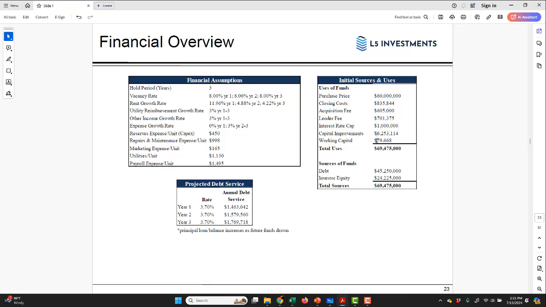And then working capital. This is just to have some cash on hand to pay for expenses as you're collecting rents. As you know, expenses go out, there might be some cash you just want to have in your account to buffer that. And so your total uses across all these things is 69,475,000. And then your sources are again the mortgage that you're going to be borrowing, and then investor equity. This is money that you're going to raise from people to invest in this deal.